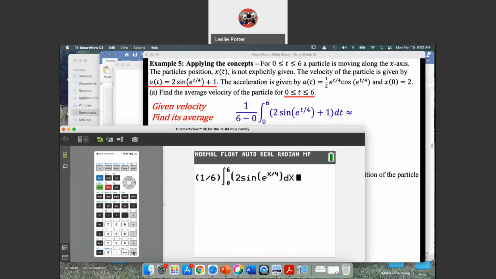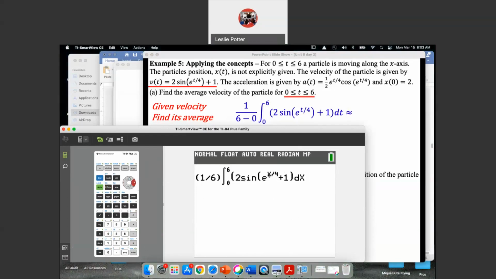And so when we hit, I'm just checking this over. Oops, see, I made a mistake. I forgot the +1. There we go. Always good to check it over before you hit enter. All right, so we get 2 sine e to the x over 4 +1, and times the 6th. So that should get us our answer.